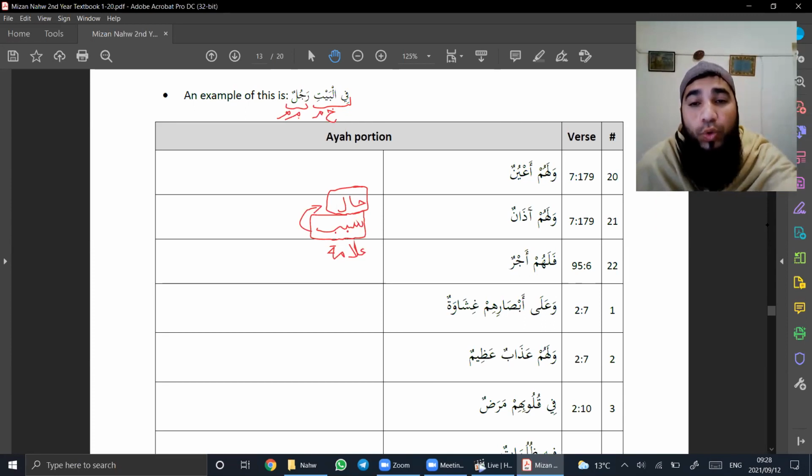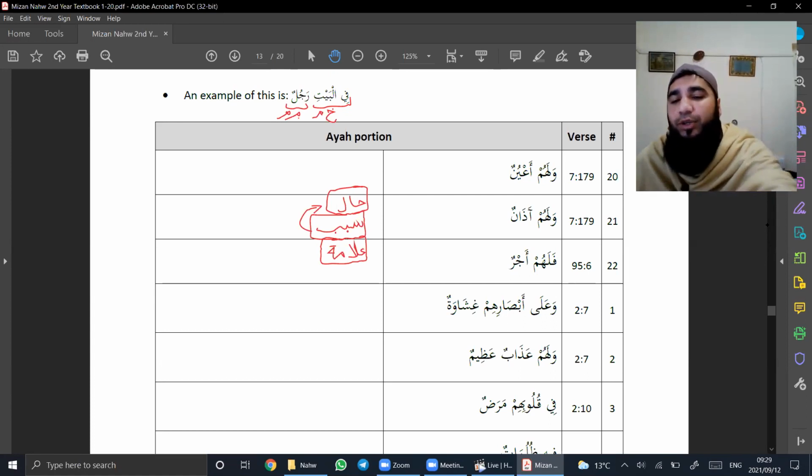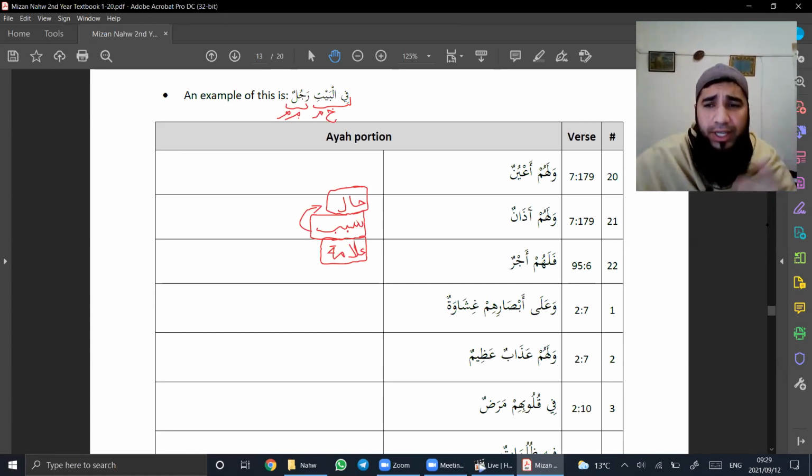Right. And that's why we'll always call the word the thing that puts it into the hal, because it's the cause for the hal that we're looking for. And then alama means the sign. So the sign in that hal is either the dhamma or the fatha or the kasra at the end, or it's the una or the ani or the ina or the aini or whatever one of those things it is, or atun, atin. That's going to be the sign. Or if the word is mabni, then it's going to be fi mahalli raf, or fi mahalli jar, or fi mahalli nasb, whatever one it is, right?